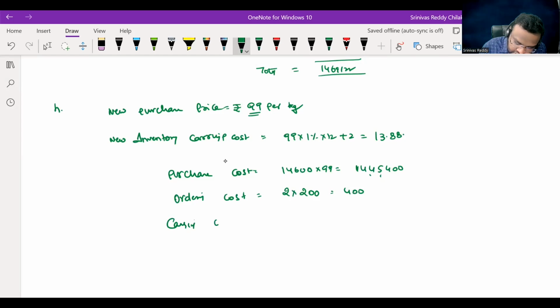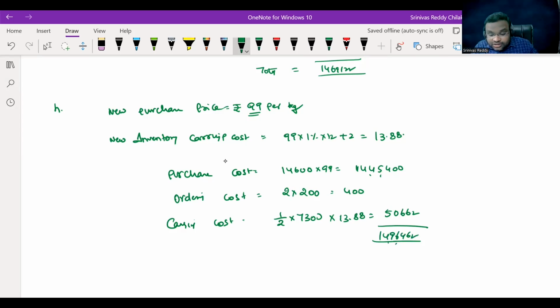That would affect my carrying cost, half into 2 orders. Every time how much should I order? 14,600 divided by 2, correct? So every time I should place an order for 7,300 units. So 7,300 into 13.88 is 50,662. The total is 14,96,462.